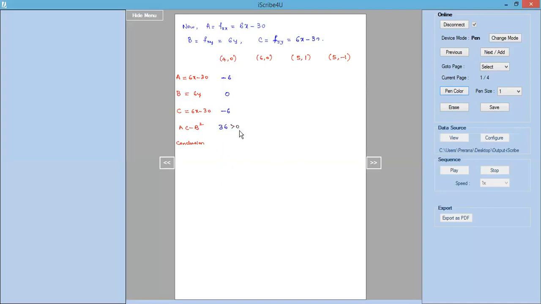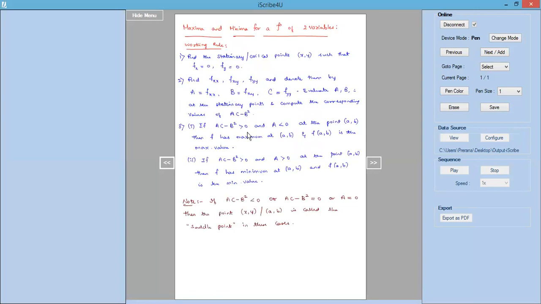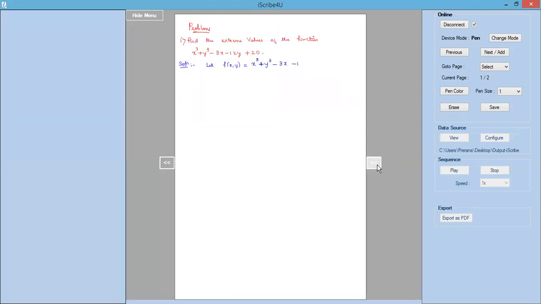Since AC minus B square is positive, we move on to find out A. A is a negative value. So AC minus B square is positive and A is negative, means the particular point 4, 0 is a maximum point. We'll recall it from the theory once again. If AC minus B square is positive and A is negative, then the point (a, b) is a maximum point. We will be able to find out the maximum value from this.